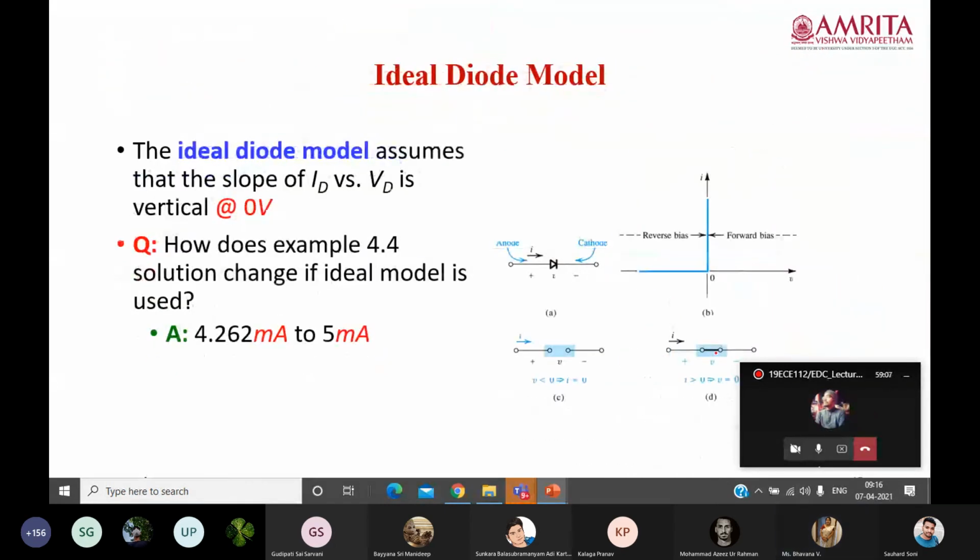Next model, already you have studied, but still I am asking you to take down. Ideal diode model. Already you know the ideal diode model. Forward bias, it will be short circuited. V equal to 0, and I maximum greater than 0. And for the reverse bias condition, it will be open circuited, V less than 0 and I equal to 0. So the characteristics will be like this.